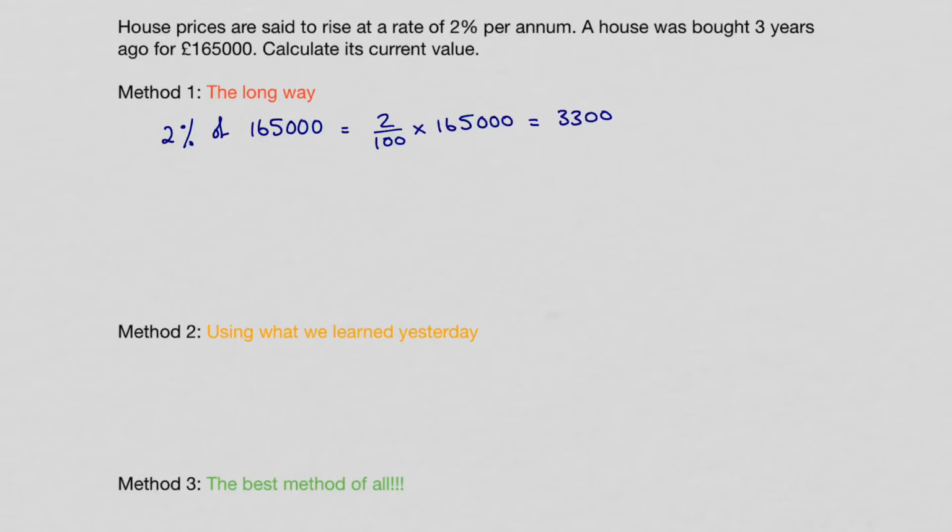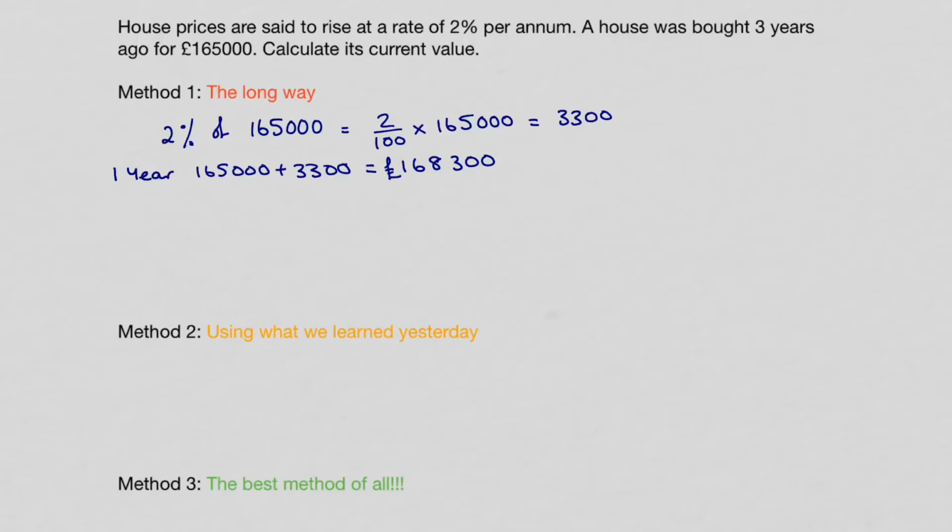So at the end of 1 year, the price would have increased by £3,300. So it would be the 165,000, add the 3,300, and that gives you 168,300. Okay, so that's after 1 year.